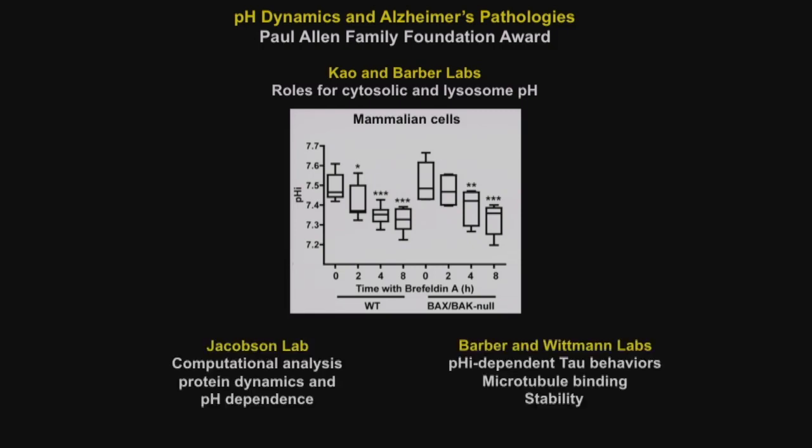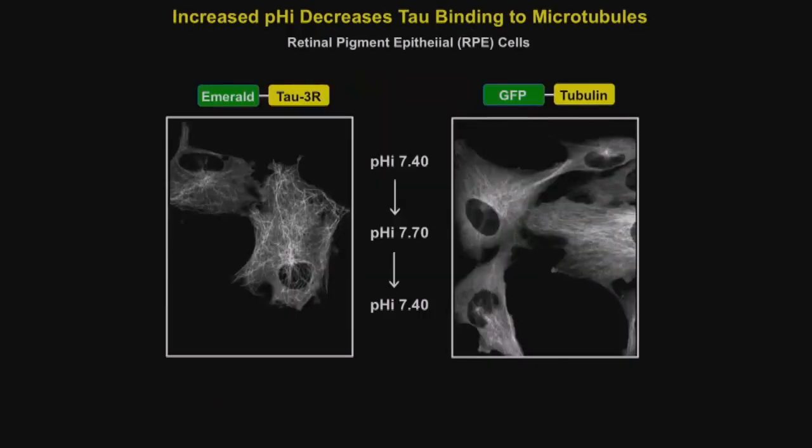The other two people on the award are Matt Jacobson, who's a computational biologist. We've done molecular dynamics simulations with him for years. And Torsten Wittmann, who works on microtubule dynamics. His lab and my lab actually share a large complex. And we're looking at pH-dependent tau behaviors, microtubule binding, and stability. And that's what I want to just spend a few minutes talking about.